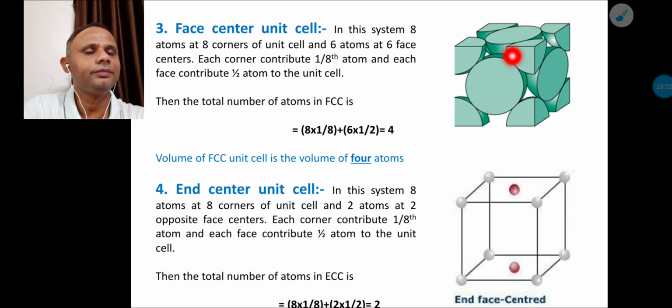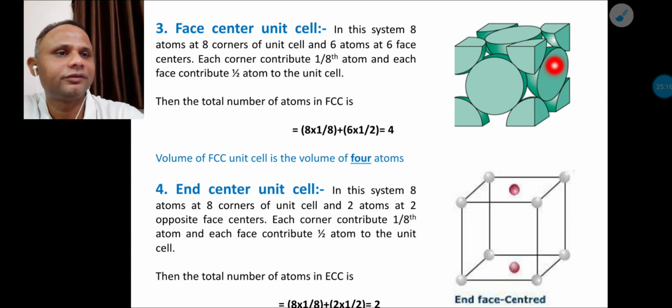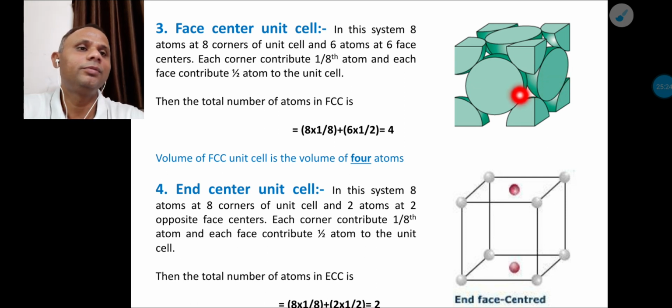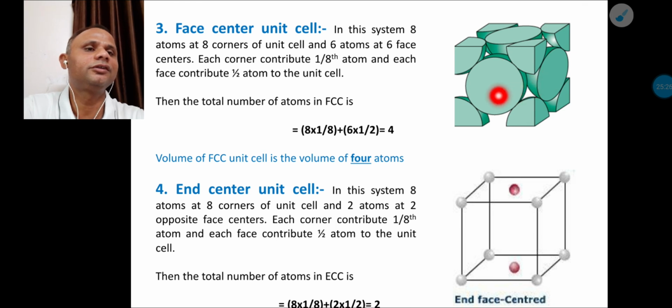If you see this face, at the center of this face one atom is there, but it is present on the face. That's why half of the atom will be contributed to the other unit cell. If you consider this face, only half of the atom will contribute to this unit cell, and the other half will contribute to the other unit cell. So there will be 6 faces, and each face contributes one half of the atom.